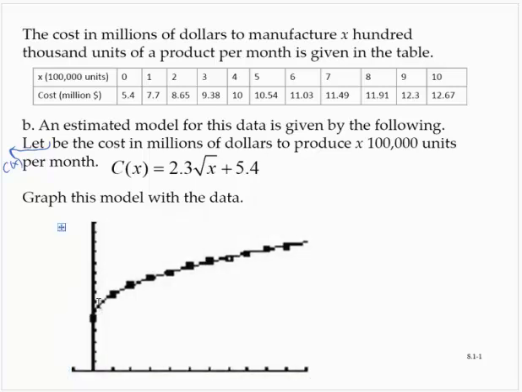Notice how it even sort of hits that lower point, that 0, 5.4 that we said would make a linear model less reasonable, and it comes very close to all of the other points. This looks like a very good model.